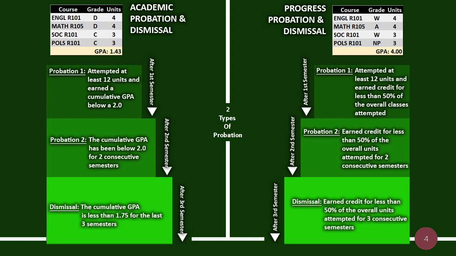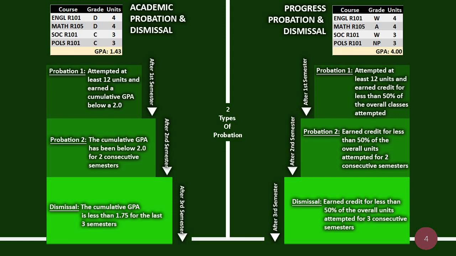Peter has just completed his first semester ever in college. Let's first take a look at academic probation and dismissal on the left-hand side. You will see that Peter has received a D in English R101, a D in Math R105, a C in Sociology R101, and a C in Political Science R101. This is Peter's first semester in college, so his cumulative GPA is 1.43. This means that this is Peter's first time earning a cumulative GPA below the 2.0 requirement. As a result, he will be placed on academic probation 1.